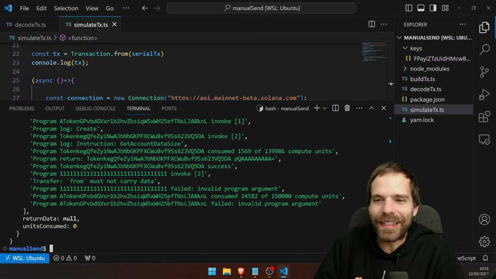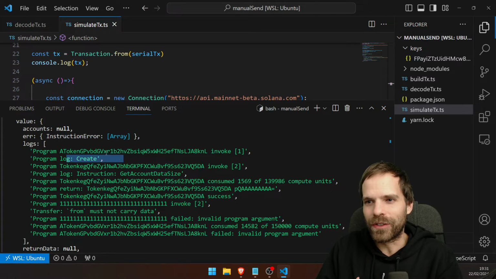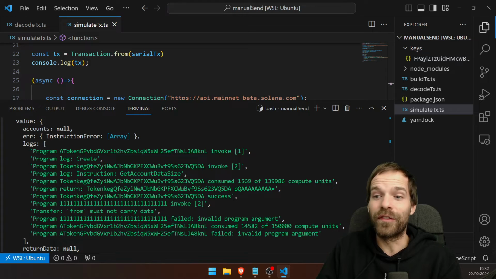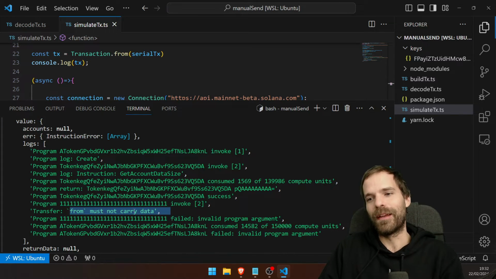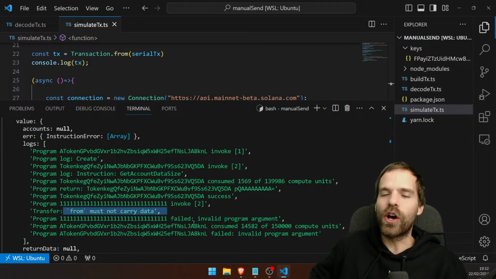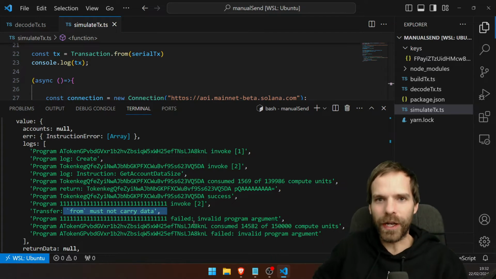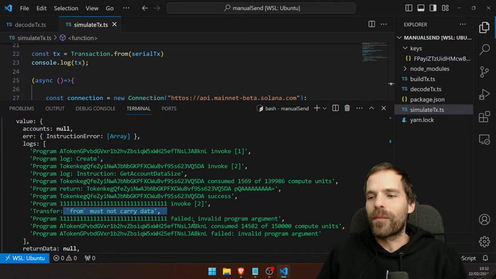I mean, at least we get some logs, but it's still failing. So, oh man, the first thing we do is ATA create token account with token keg, at account size, return, and then we invoke the system program, and guess what? From must not carry data. Why does it carry data? Because it's a bricked account and I can't pay from this anymore.